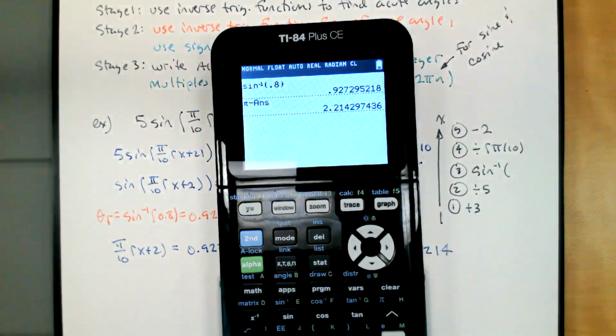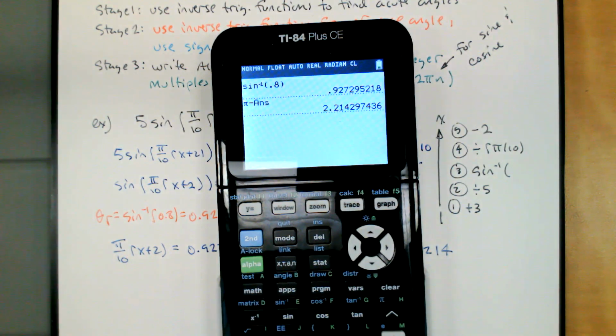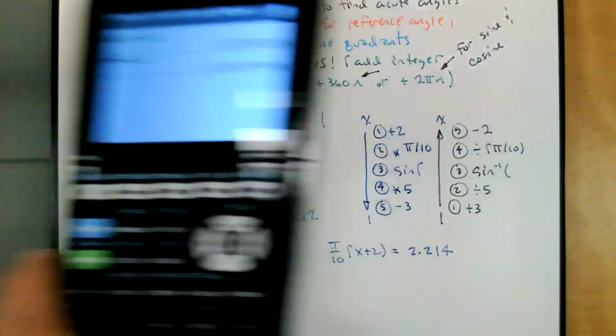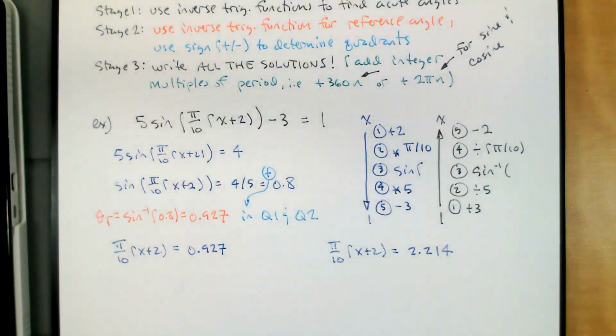So I need sine inverse to get my reference angle. My reference angle in quadrant 1 will just be the angle, 0.927. In quadrant 2, I subtract my reference angle from pi, or subtract my reference angle from 180 degrees, depending on what we're using. So I've taken my reference angle and put it in the appropriate quadrants.